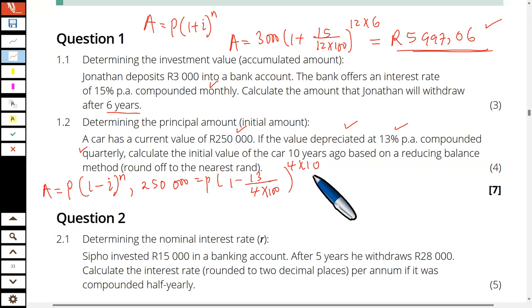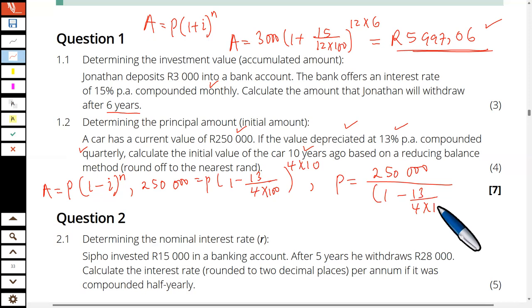Right, when you get to this point, you want to solve for P. How do we solve for P here? You have 250,000 divided by 1 minus 13 over 4 times 100, raised to the power 4 times 10. Okay, we have this, and now we're going to use our calculator to divide everything.